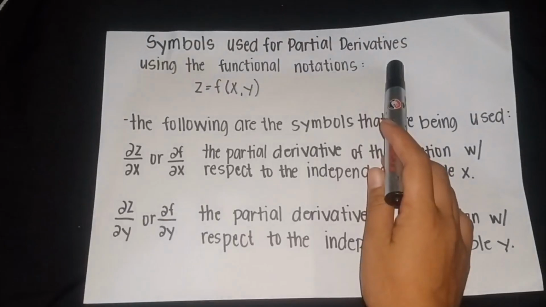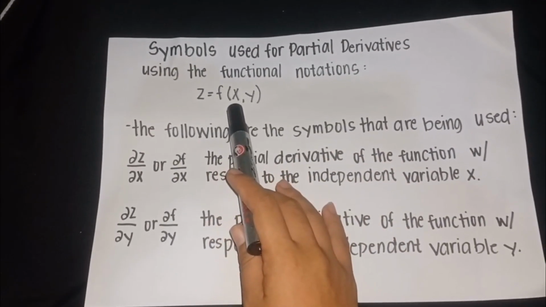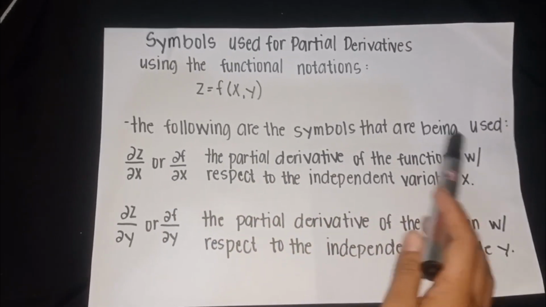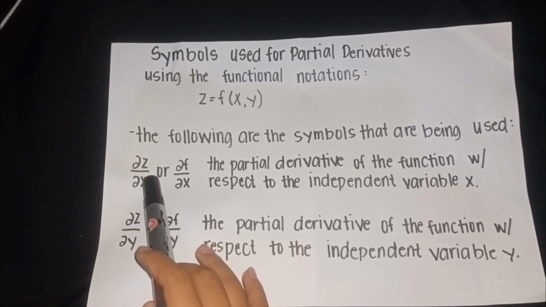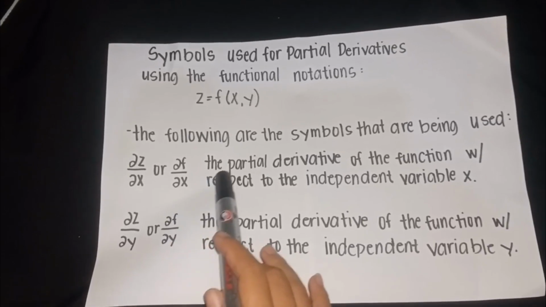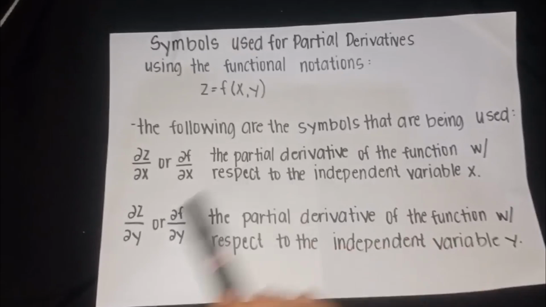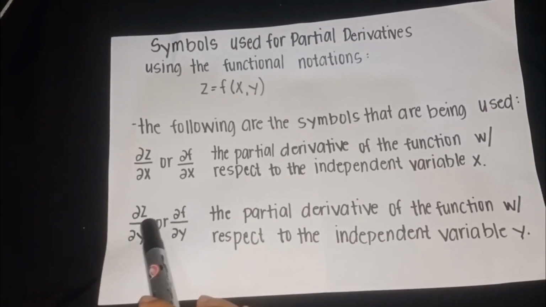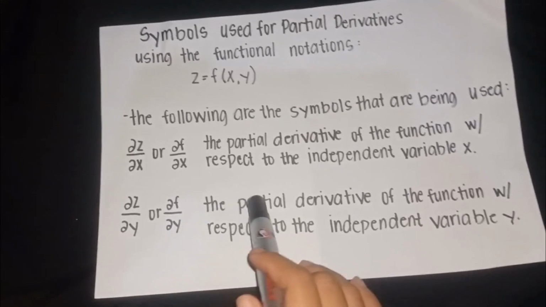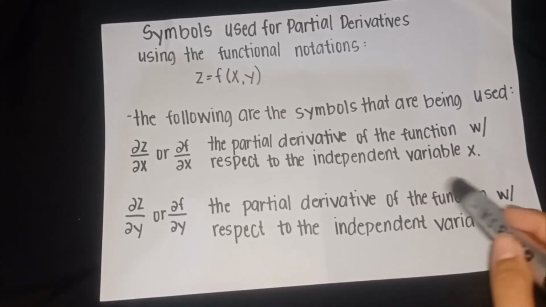Symbols used for partial derivatives using the functional notation z equals f of x comma y. The following are the symbols that are being used. Partial derivative of z with respect to x, or partial derivative of f with respect to x: the partial derivative of the function with respect to the independent variable x. Partial derivative of z with respect to y, or partial derivative of f with respect to y: the partial derivative of the function with respect to the independent variable y.